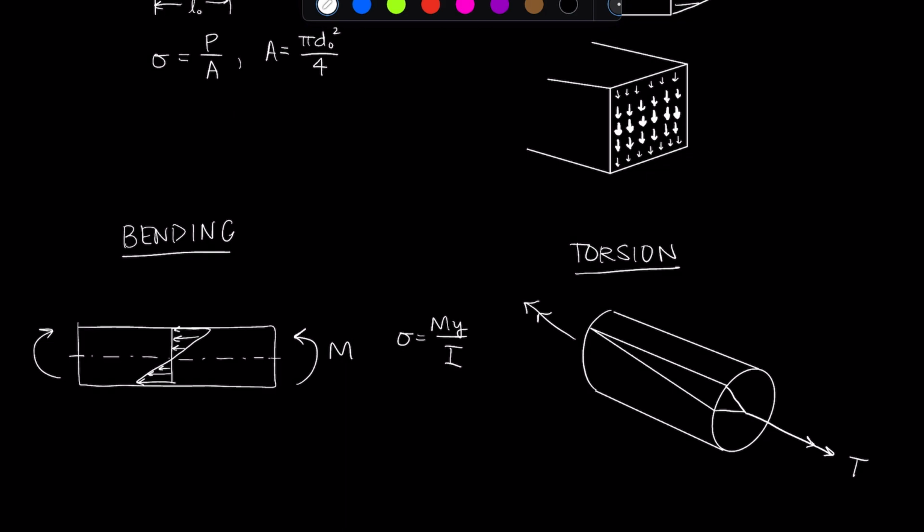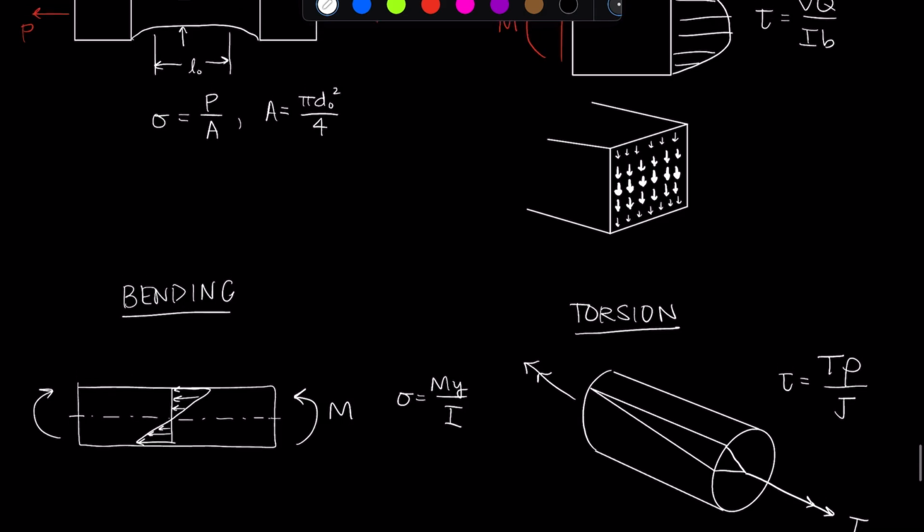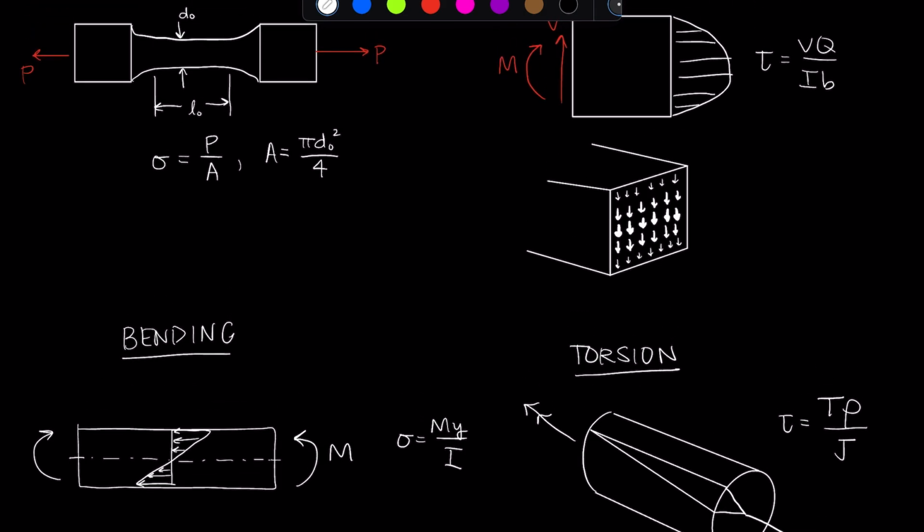So our torsional shear stress, tau, is going to be equal to the torque applied times rho, which is the distance from the center of the cross-sectional area, over J. All right, so understanding which type of load that you have tells us what type of stress that we're dealing with and which material property to compare it to for safe and reliable design.